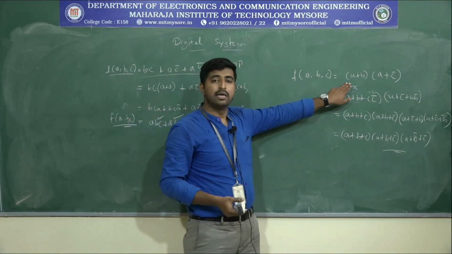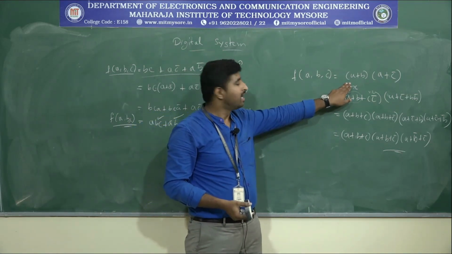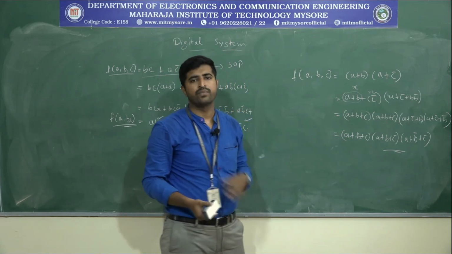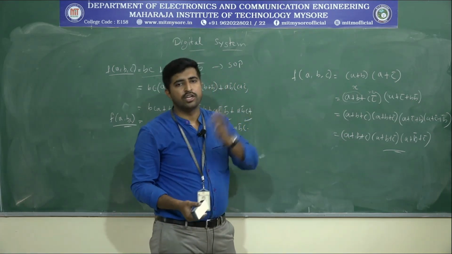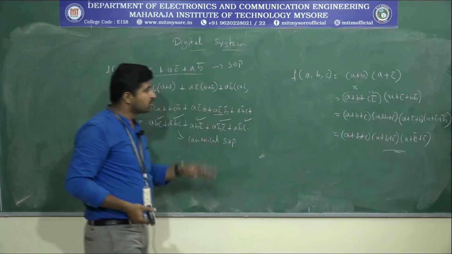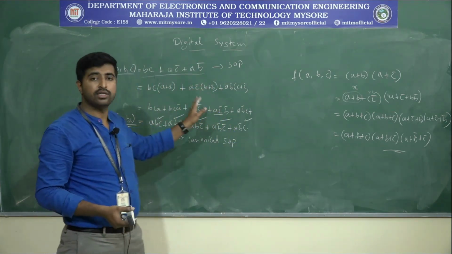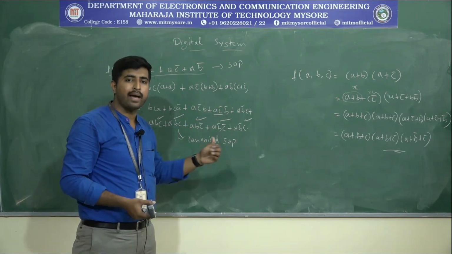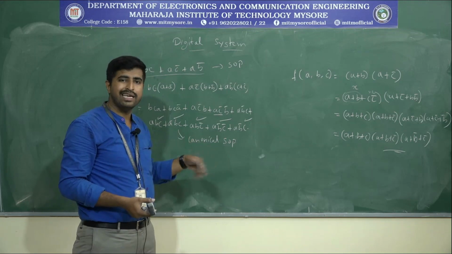So this is the POS and this is the canonical POS. So like this we can convert the normal equations to the canonical equations. With this introduction, now we will move on, in the next session, to how to reduce the switching equations by using the K map or by the Quine-McCluskey method.